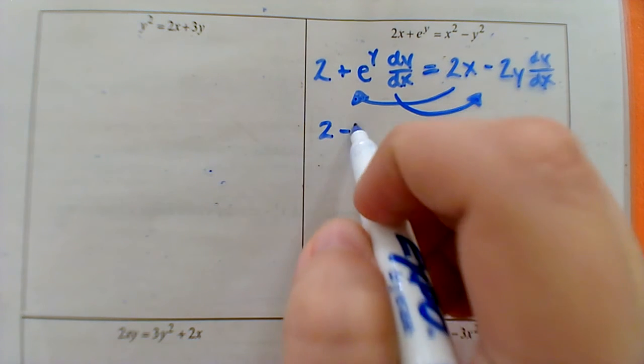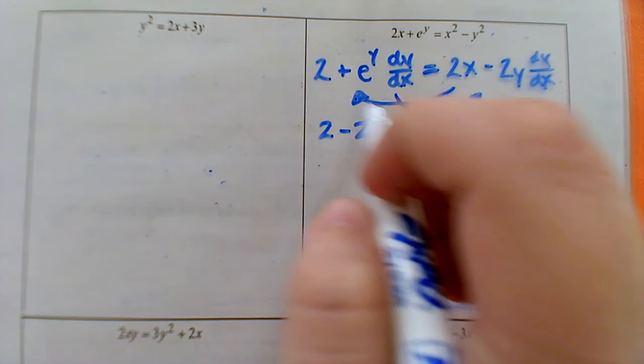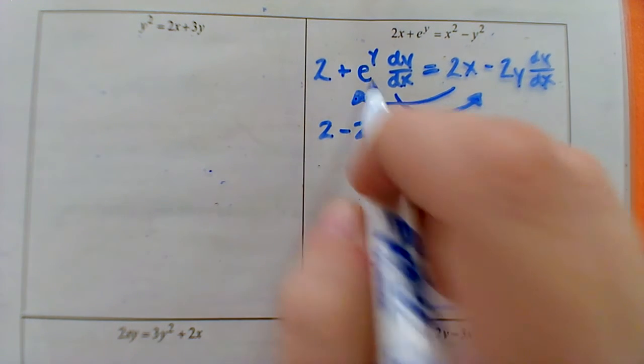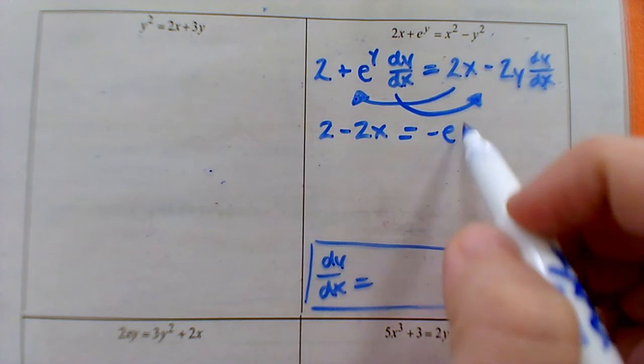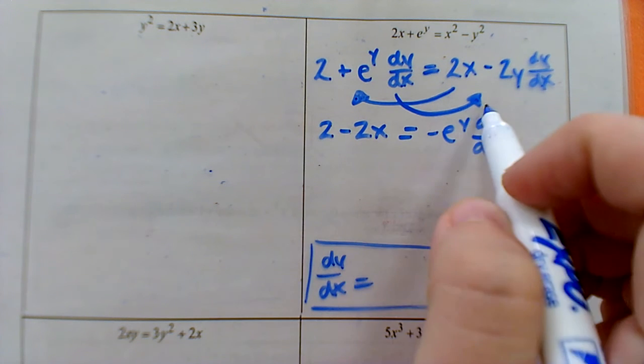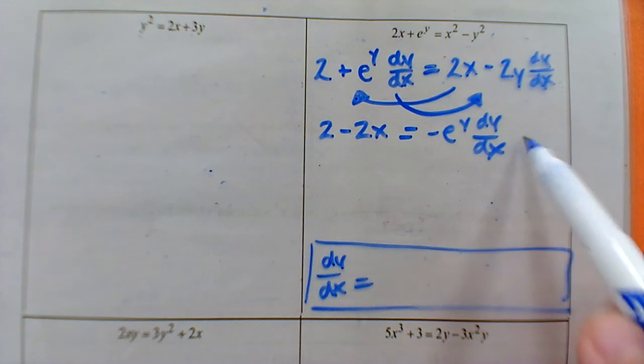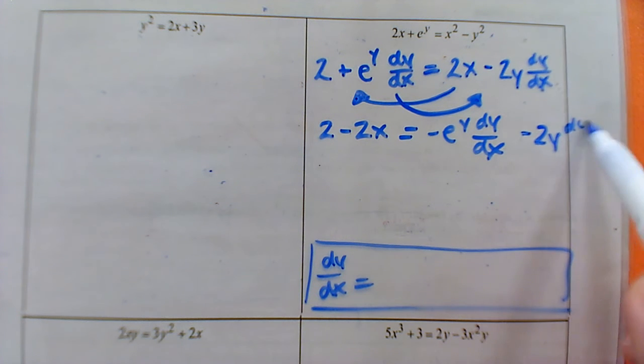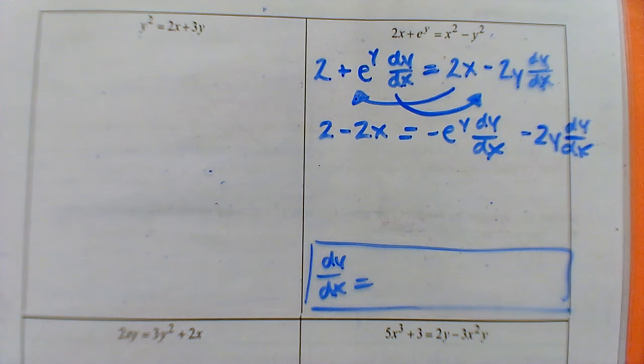So we'd have 2 minus 2x, because we're moving that over here, equals minus e to the y dy over dx, because we're moving it to the other side, minus 2y dy over dx. All right, so all the derivatives on one side, everything else on the other. Doesn't matter how you switcheroo it.